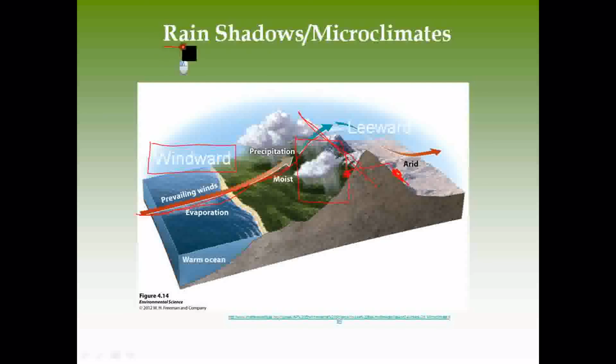A rain shadow effect happens when warm, moist air hits the mountain, rises up, and drops its precipitation on the windward side of the mountain. Well, once these winds find their way over the mountain and get to the other side, these winds are very, very dry. And so the leeward side of the mountain, that's the area that doesn't have the wind on it, is very, very dry and arid because all the moisture has been dropped out of the air.